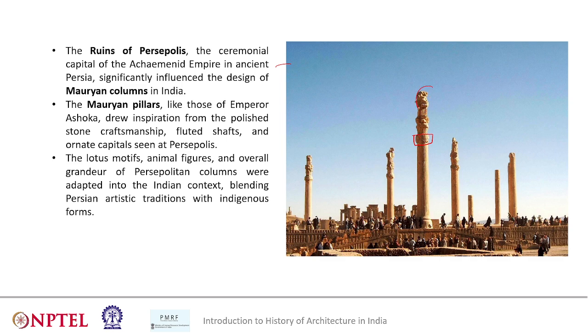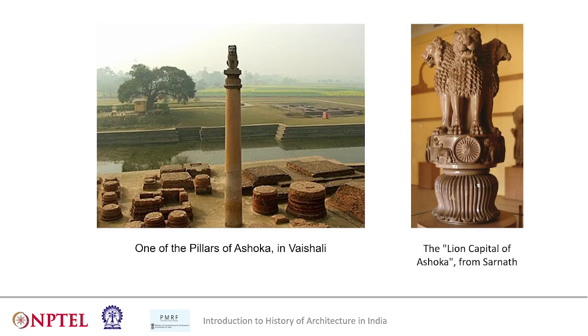So this is the animal, the face of a lion, right? And then these lotus motifs. Overall, you can see the animal figures, and also the kind of grandeur this type of columns had, which was somewhat replicated in the Ashokan pillars. If you look at these two images, this one is one of the pillars of Ashoka in Vaishali in India. And on your right hand side, you can see the lion capital of Ashoka from Sarnath. Obviously, this is the one used as the emblem of our country.